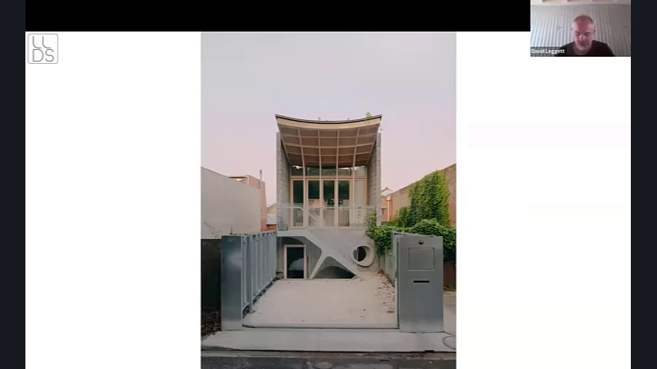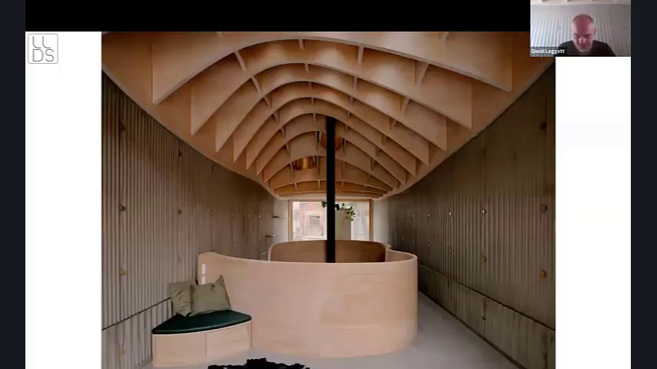Now the house sits on a very narrow site, just 4.2 meters wide, which means internally there's no room for corridors. Otherwise you'll get very narrow rooms. So the whole house is split over 2 levels, and you enter via the staircase at the first floor.